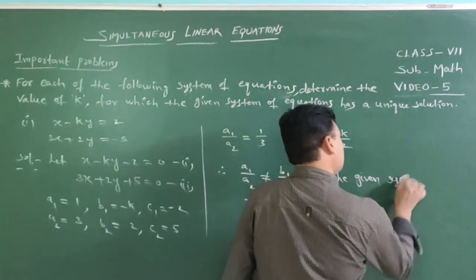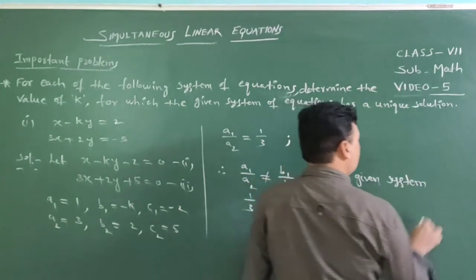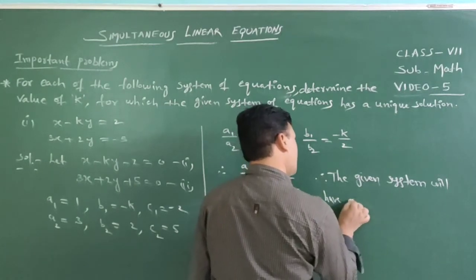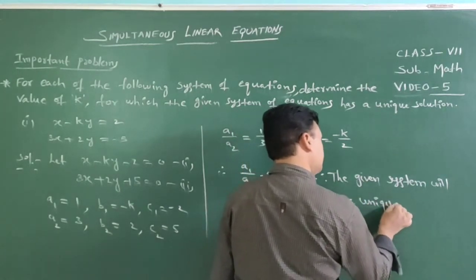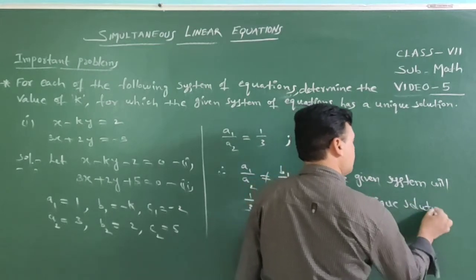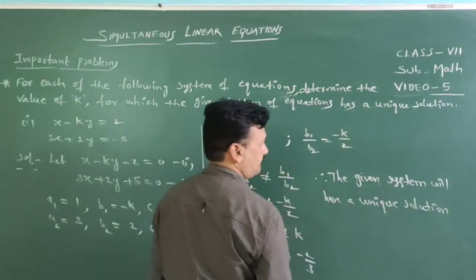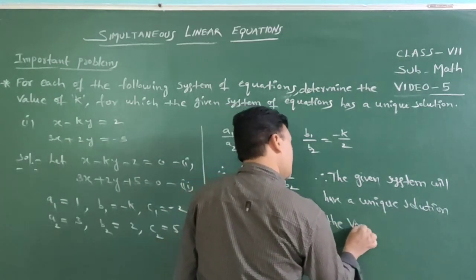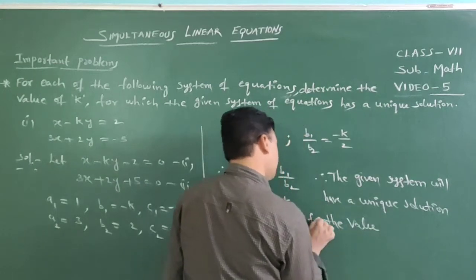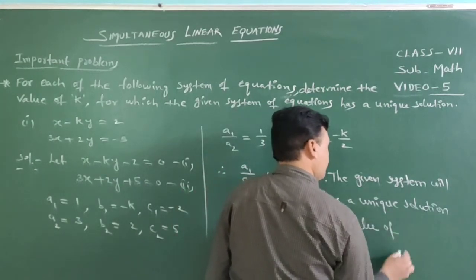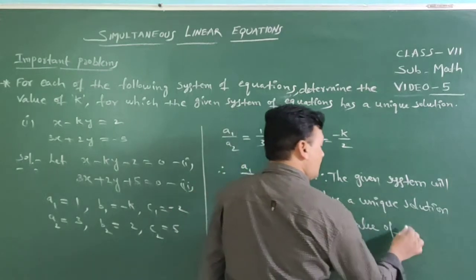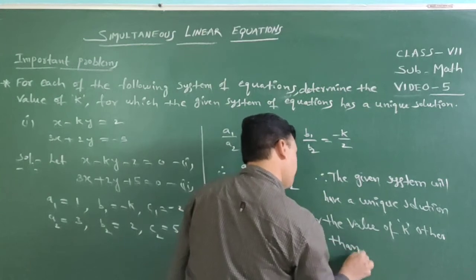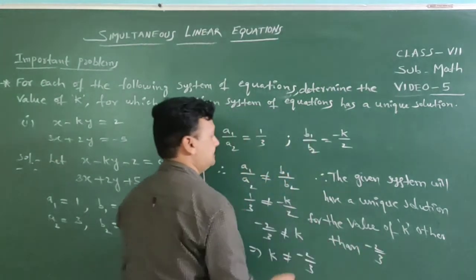The given system will have a unique solution for the value of k other than minus 2 by 3.